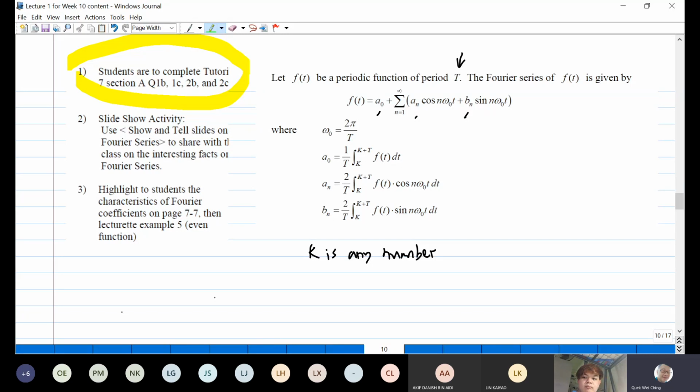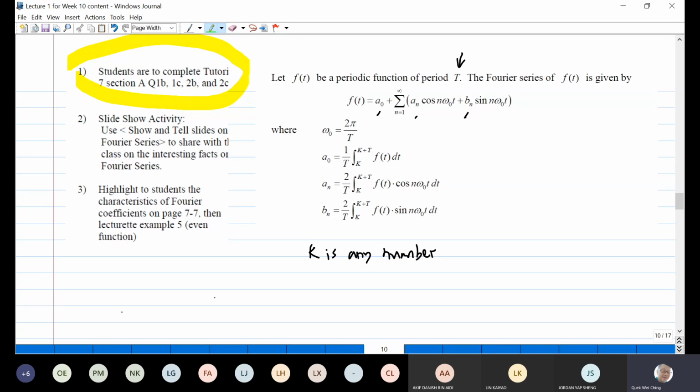Okay, for this week, the question you need to do is tutorial 7, which you can see on the screen. Let me pass this to you, so you can at least see the question. Here are a few questions we need to do. Maybe next time we do the tutorial.